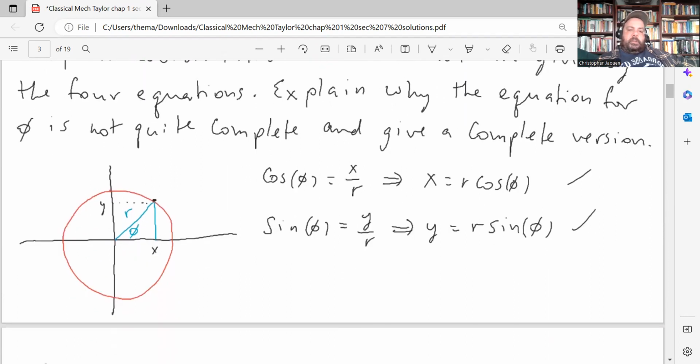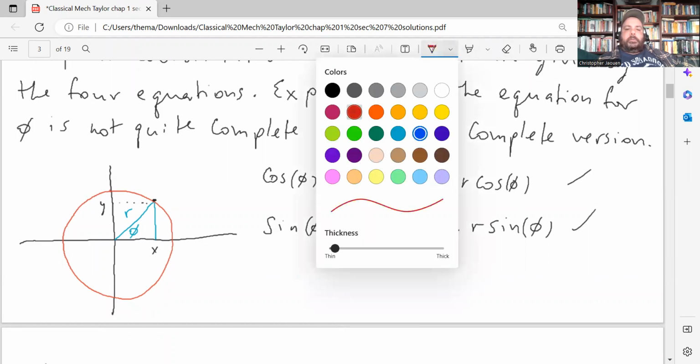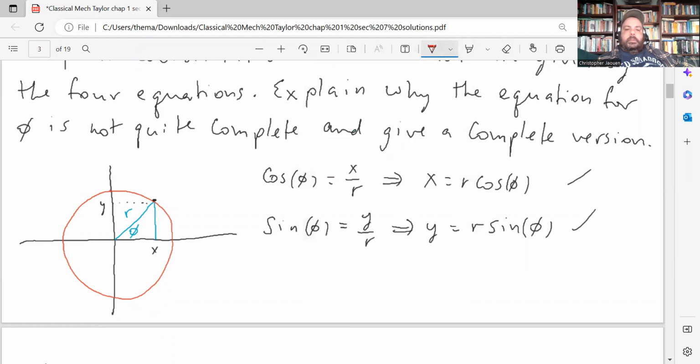Right, so here the formulas that go from polar to Cartesian coordinates are just a consequence of the way that we define the trig functions. So if you remember your trigonometry, here cosine of phi, right, this is the angle phi over here, and this is the radius of the circle r. Then cosine of phi is equal to x over r.